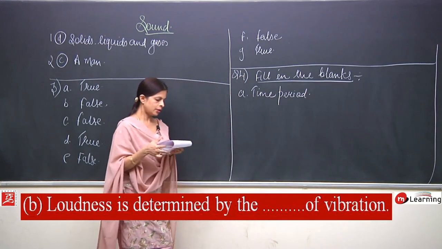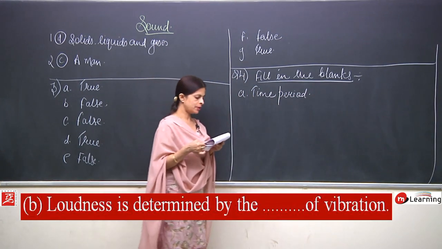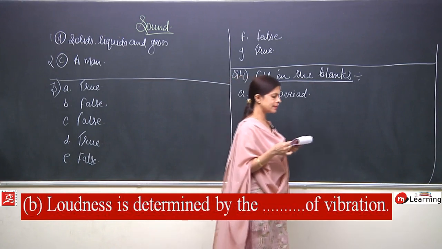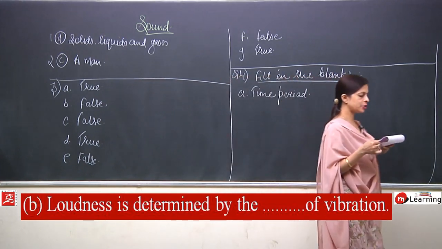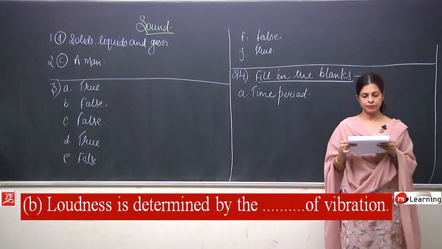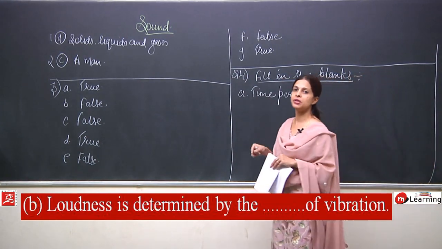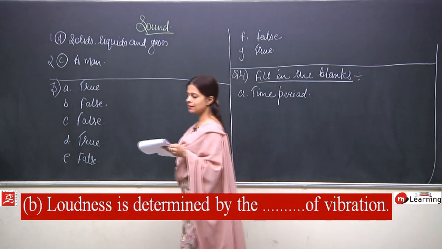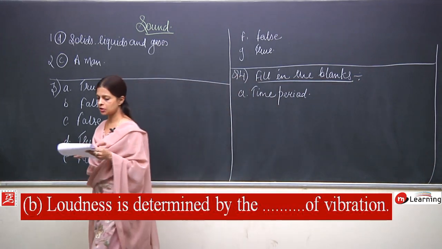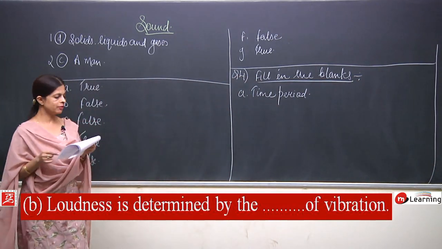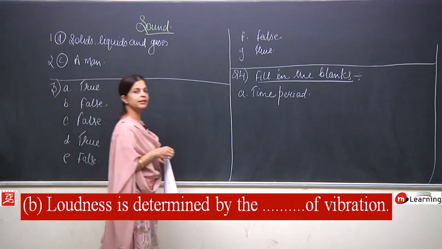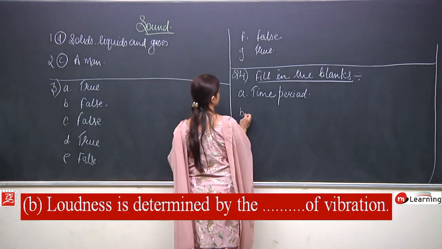Okay, now let's talk about B, children. Loudness is determined by the dash of vibration. Just now we discussed this thing, isn't it? Amplitude. So loudness is determined by the amplitude of vibration. So children, this one is B, and the correct answer is amplitude.